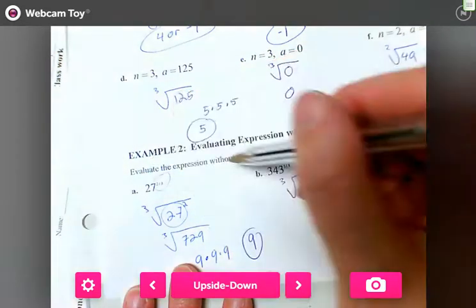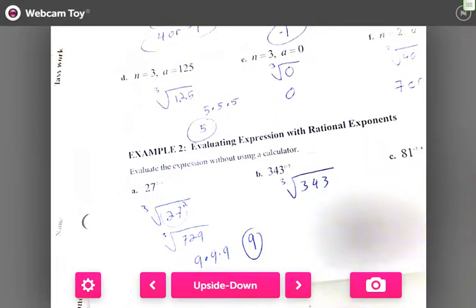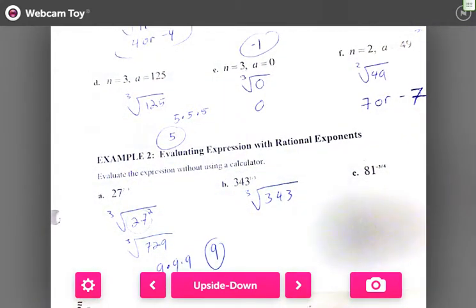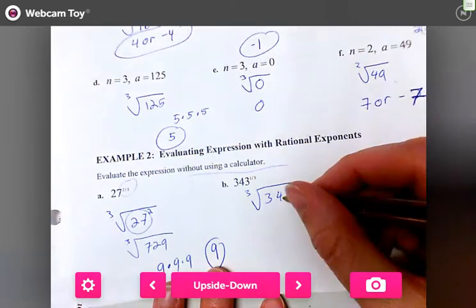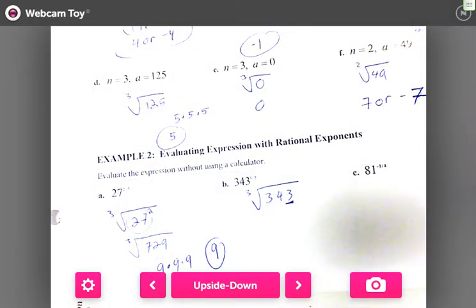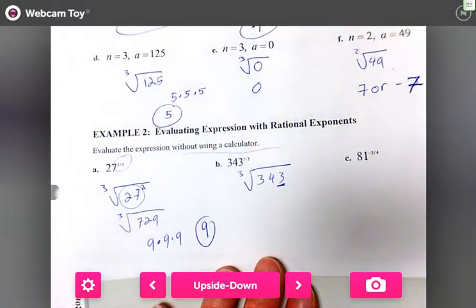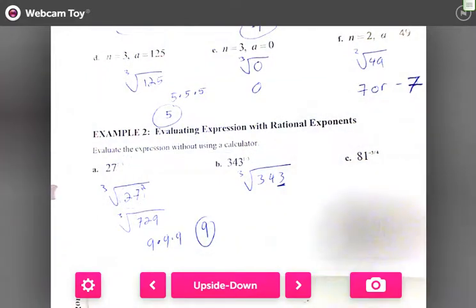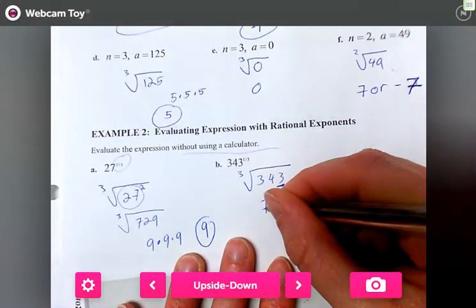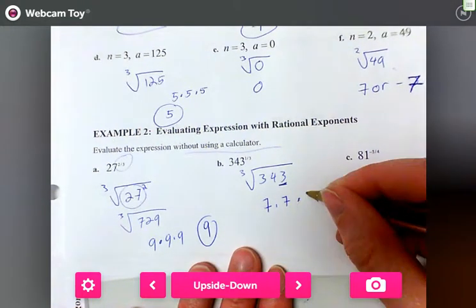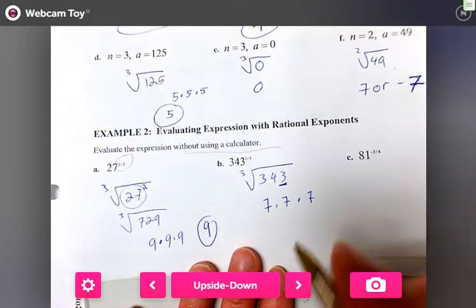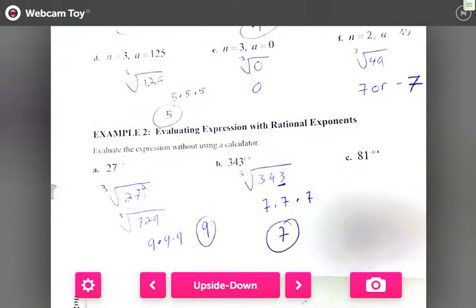Now it says evaluate these expressions without using a calculator. So we need to figure out something that, when we multiply it by itself 3 times, gives me 343. Do you see how there's a 3 at the end of this? So we know it's got to be an odd number. It can't be 2 or 4, those won't work. It's not 1, and it's not 9. What's a number lower than 9 we could try? 7. If we go 7 times 7, we get 49. What's 49 times 7? Oh, interesting. So the answer is 7.